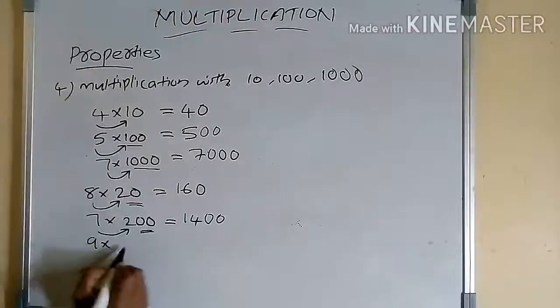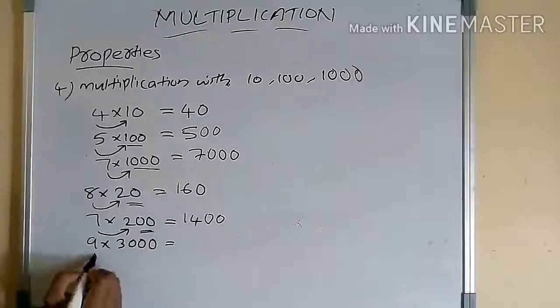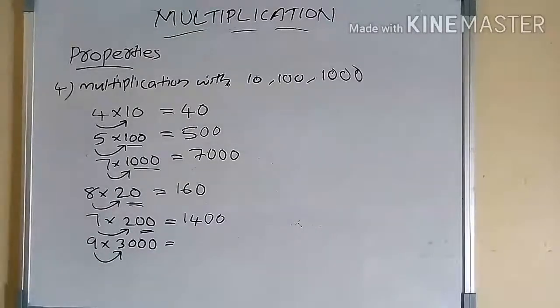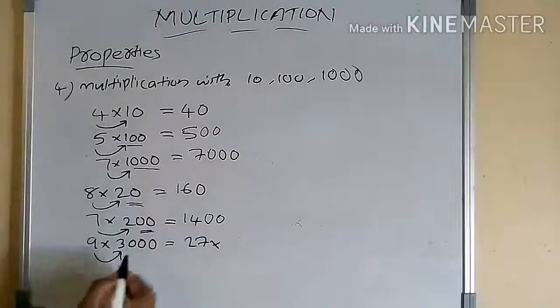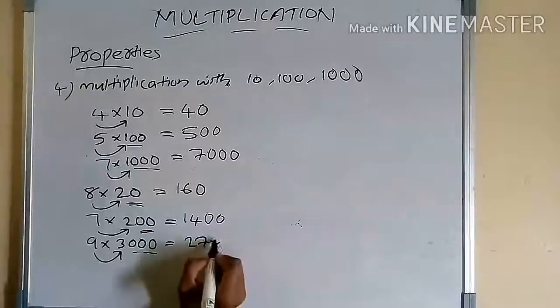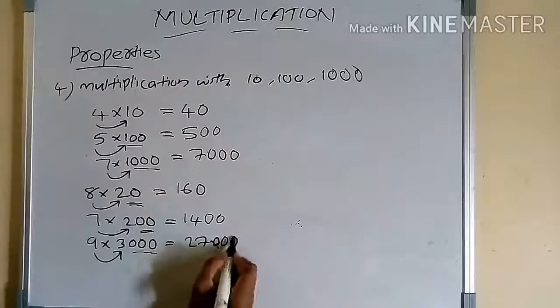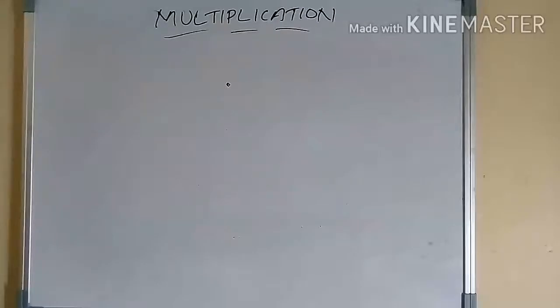See one more example. 9 into 3000. Okay. First we multiply 9 into 3. What is the answer? 9 into 3 is 27. Okay. In 3000, how many zeros are there? 3 zeros. So write 3 zeros here. So what is the answer? 9 into 3000? 27,000. Next topic is multiplication by one digit numbers.